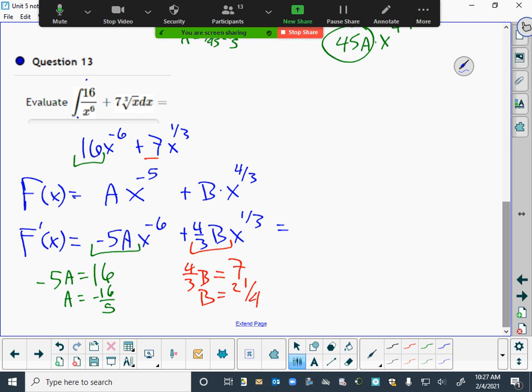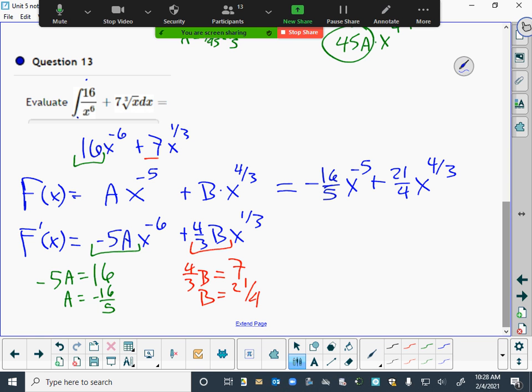if the a is negative 16/5, the negative 5 is going to cancel. Derivatives, negative 5a. Oh, the a, I'm putting my equal sign in the wrong spot. Right? This is my capital F that I'm looking for. My a is negative 16 over 5, x to the negative fifth, plus the b, which is 21 over 4, x to the 4/3.